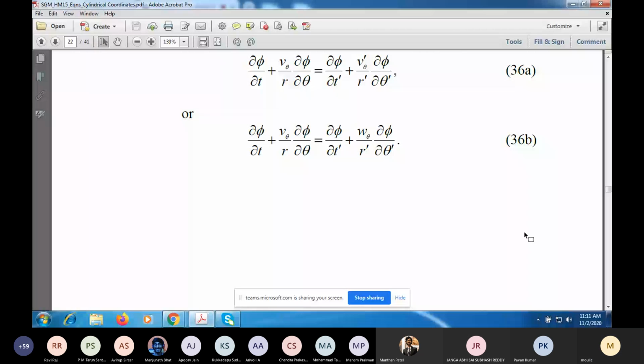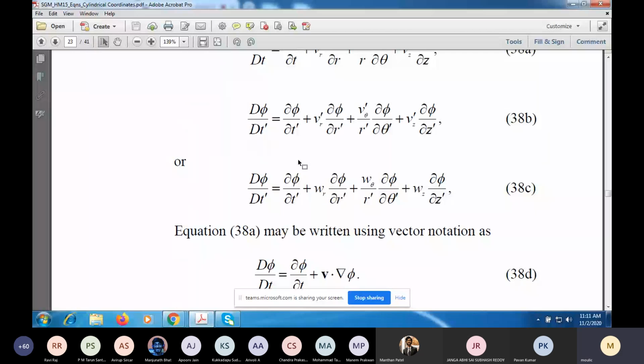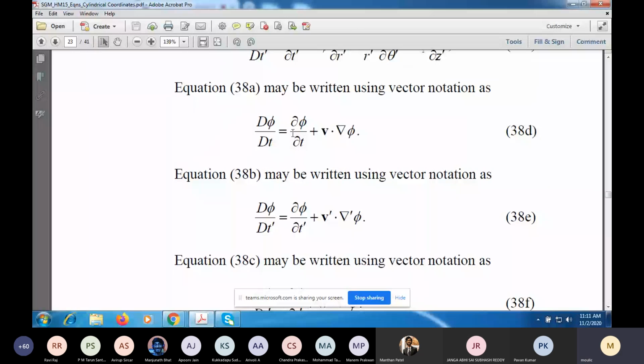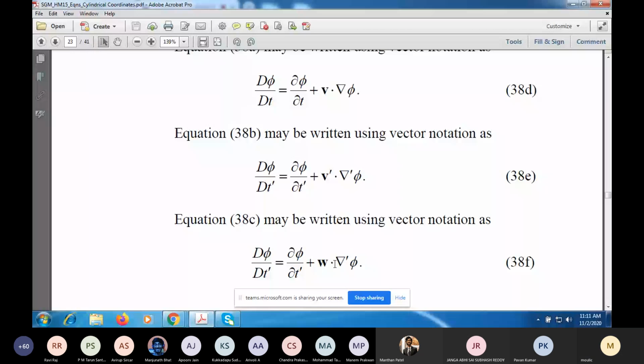So these things we have looked at last time, and I also showed you that the material derivatives are the same in the two frames. The important thing is that in the stationary frame, d/dt is ∂/∂t plus v dot grad, and in the rotating frame, d/dt' is ∂/∂t' plus v' dot grad', or ∂/∂t' plus w dot grad'. But using the chain rule, we can show that these two, 38d and 38f, are the same.